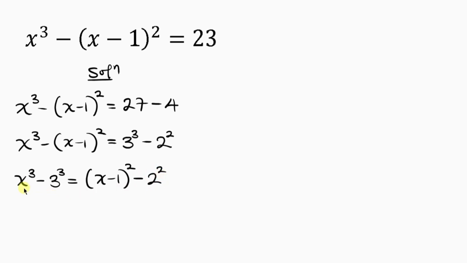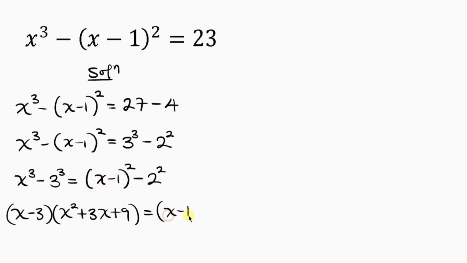Now notice that I have difference of 2 cubes on the left hand side and I have difference of 2 squares on the right hand side. So let's go ahead and simplify these expressions. For difference of 2 cubes, this can be written as (x minus 3) times (x squared plus 3x plus 9) equal to, for this expression, I'm going to be having (x minus 1 minus 2) times (x minus 1 plus 2). So this is the difference of 2 squares that we've expressed.